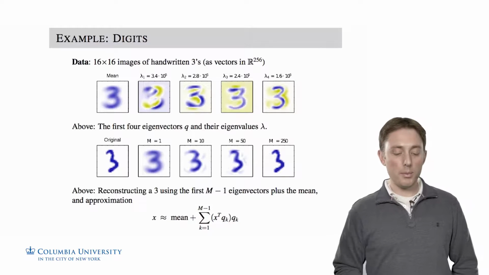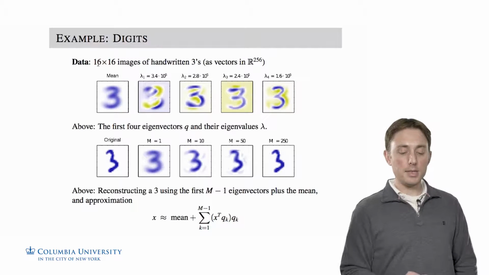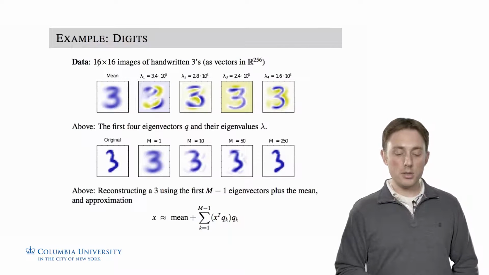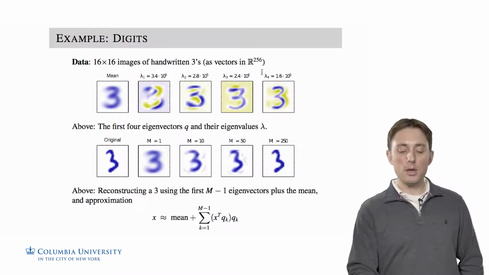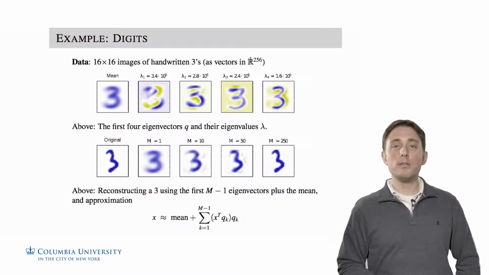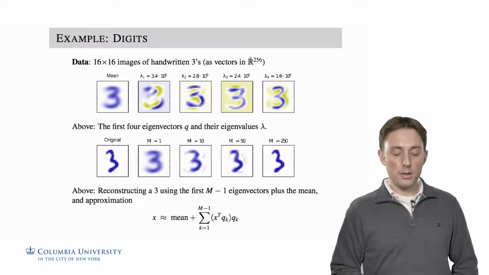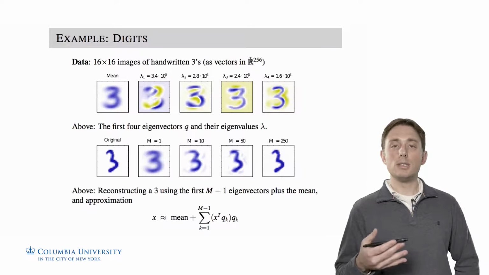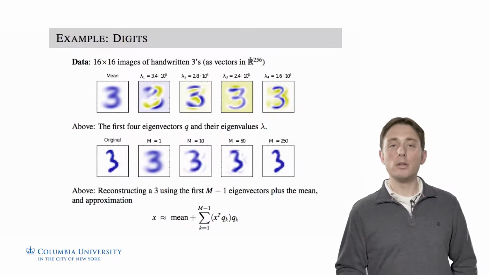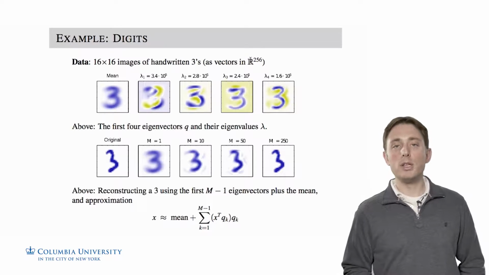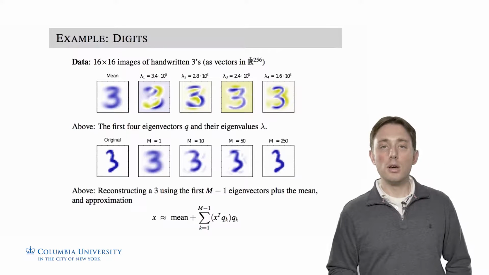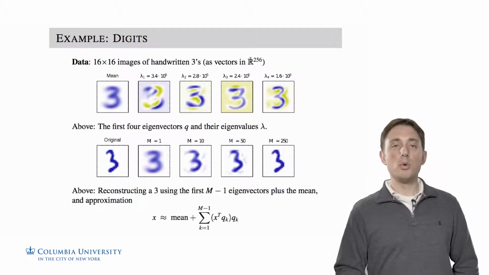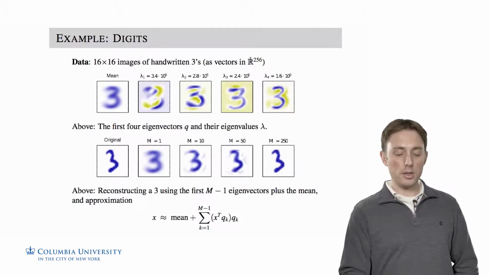And here's one more example. In this example, we have 16 by 16 images of handwritten digits, 3s. And so the data is now 256 dimensional. However, we don't think that 256 numbers are necessarily required to keep all of the important information about each of these 3s. And so we project them into a lower dimension using the eigen decomposition, the PCA. And so here's what we get from the data set.